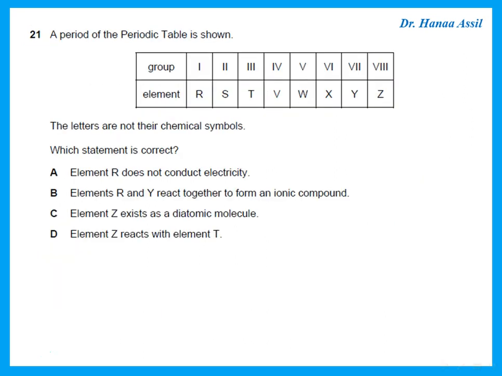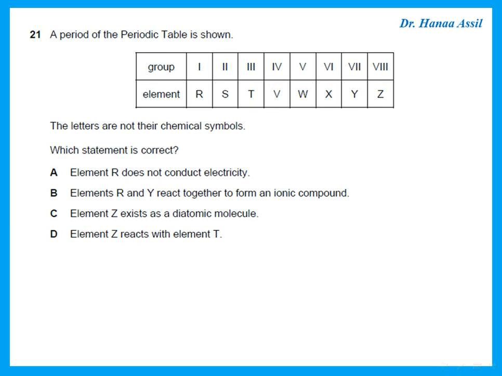A period of the periodic table is shown. The letters are not their chemical symbols. Which statement is correct? Well, you should see that we have group 1, 2, 3. These are metals. The others are non-metals. Group 8, of course, is something that does not react. So which of these is correct?